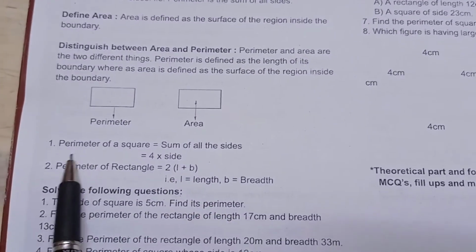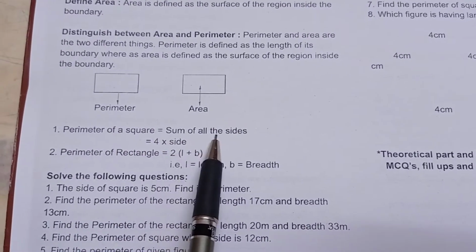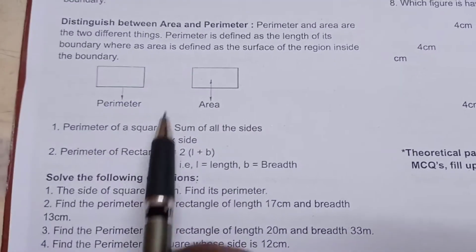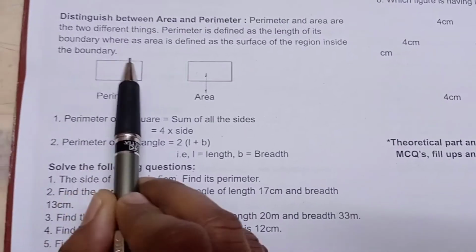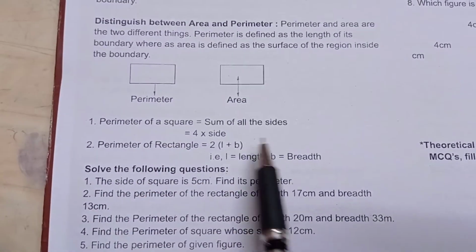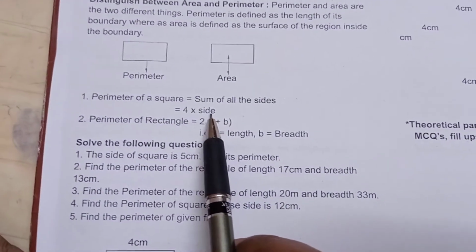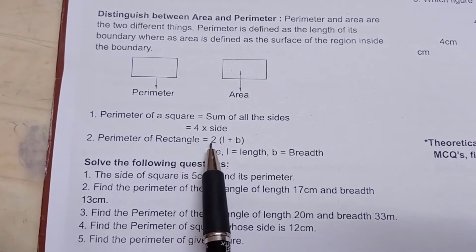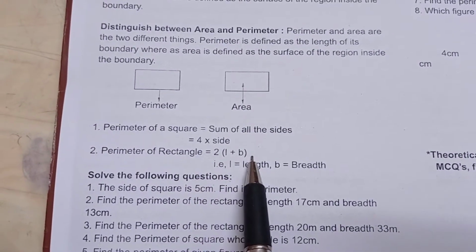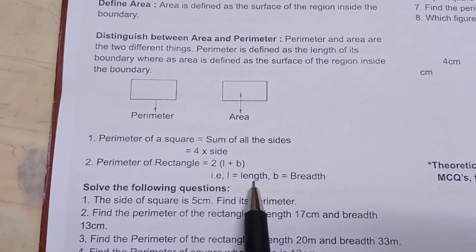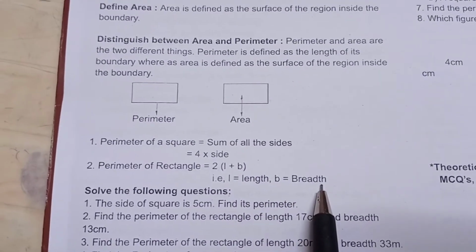Clear? Now the perimeter of the square is equal to the sum of all four sides. If it is a square, if you add all the sides, the sum of all the outer boundaries, that will be what? The perimeter of the square. The perimeter of a rectangle is 2 into (L plus B). Clear? Where L stands for length and B stands for width.